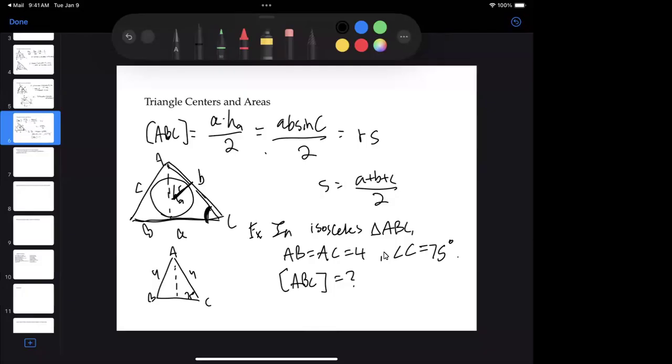And there's a quick way to do this. You don't have to calculate the trig function of 75 degrees or anything.